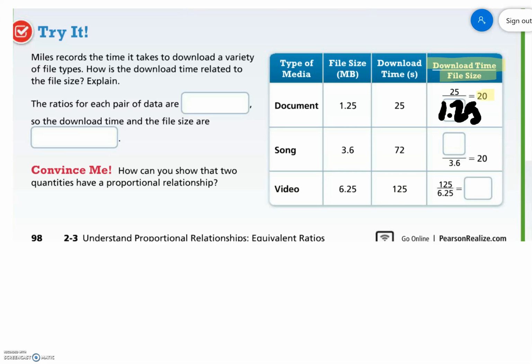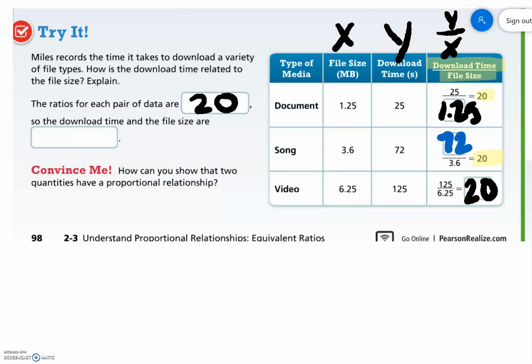Now we'll do it for the songs. If we take 72, because remember you put the download time on top, 72 divided by 3.6, again we get 20. And last but not least, 125 divided by 6.25, we get 20. The whole time, this is the x, the independent variable, and this is the y, the dependent variable. Whenever we're finding our ratio, we always do y divided by x. So the ratios for each pair of data are 20. So the download time and the file size are proportional.